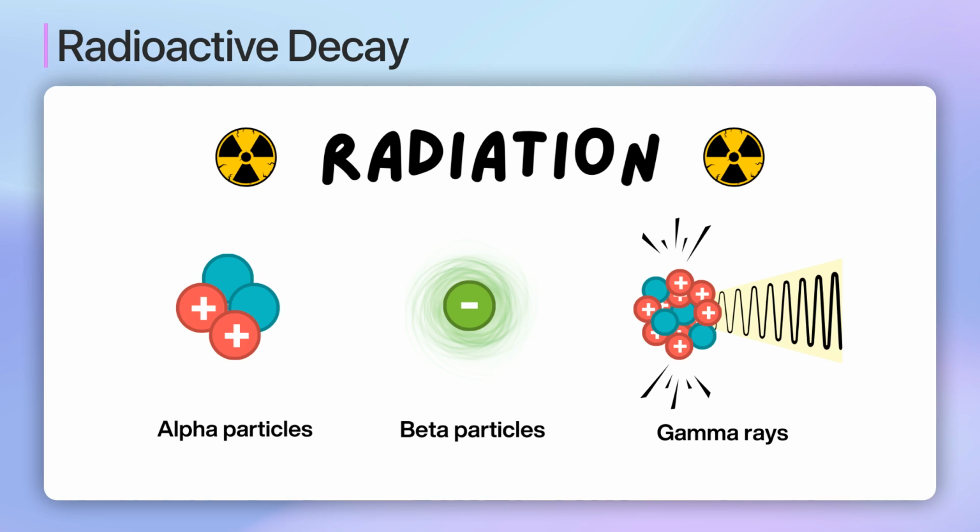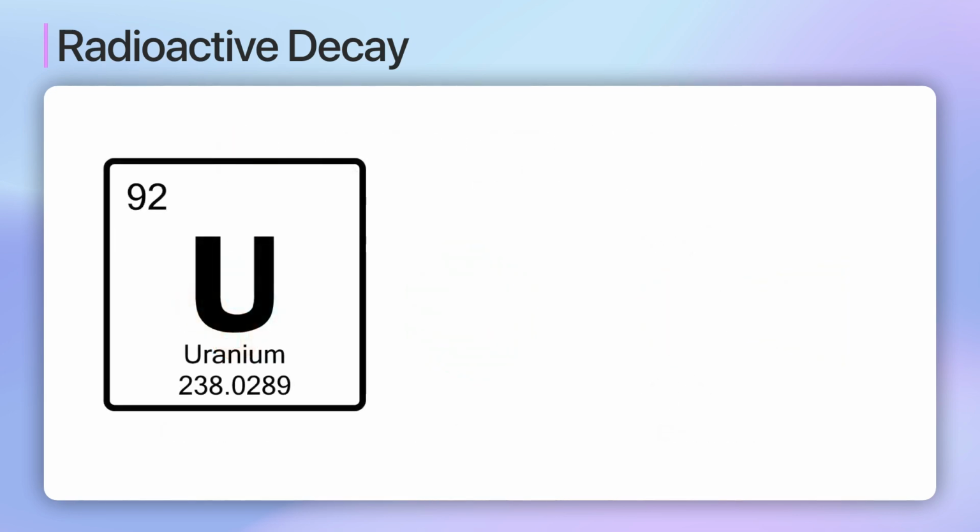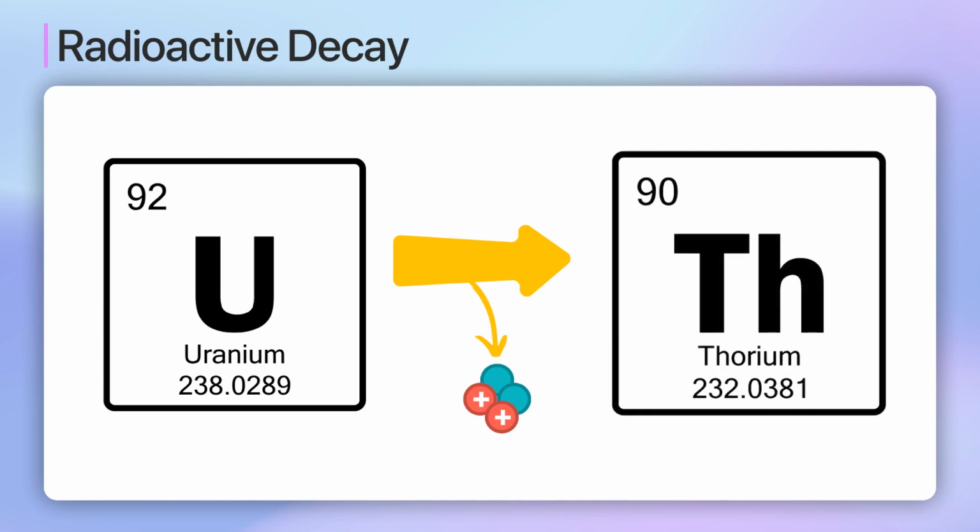A common example is uranium-238, a radioactive isotope that undergoes alpha decay to become thorium-234. In this process, uranium-238 releases an alpha particle, which is a helium nucleus, reducing its atomic number from 92 to 90, becoming thorium-234, and its mass number from 238 to 234.